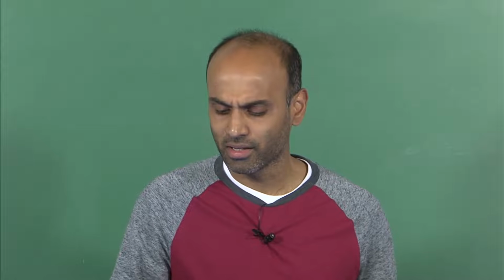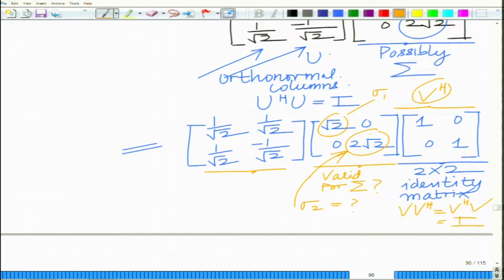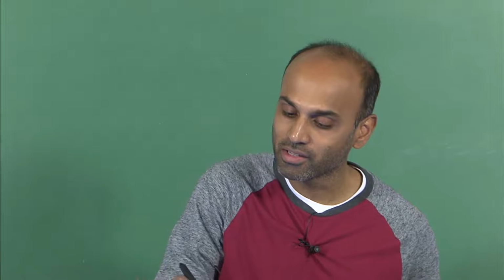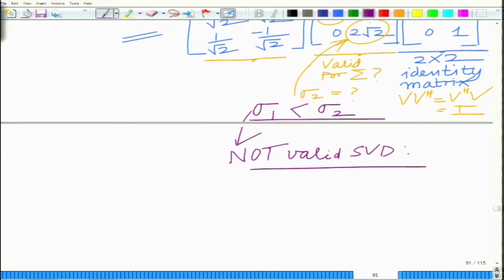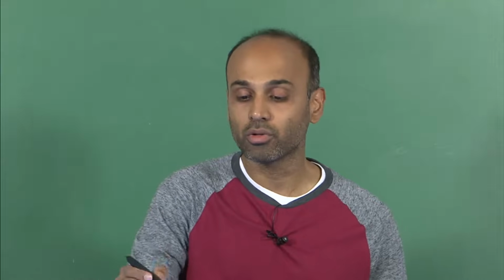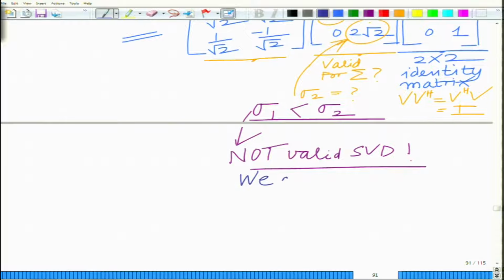Now, the problem with this matrix is, if you look at sigma 1, we have sigma 1 equal to square root of 2, sigma 2 is equal to 2 square root of 2. Sigma 1 is less than sigma 2. So, here the problem is sigma 1 is less than sigma 2, and therefore, not a valid SVD. Because remember, for a singular value decomposition, the singular values have to be ordered in decreasing order, that is, we have sigma 1 greater than or equal to sigma 2, greater than or equal to sigma 3 and so on.